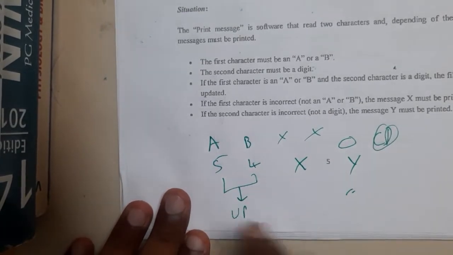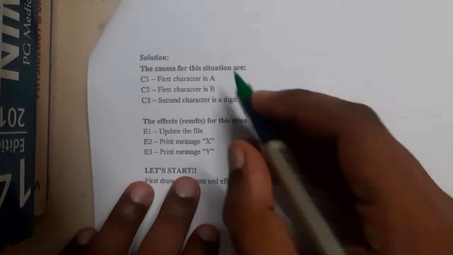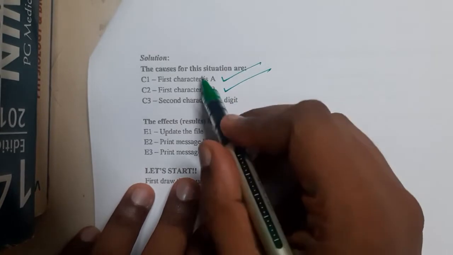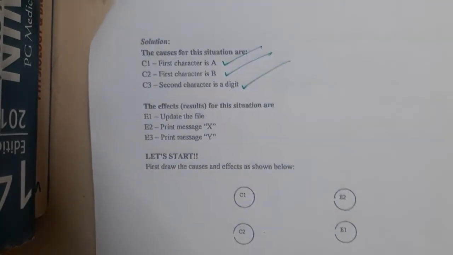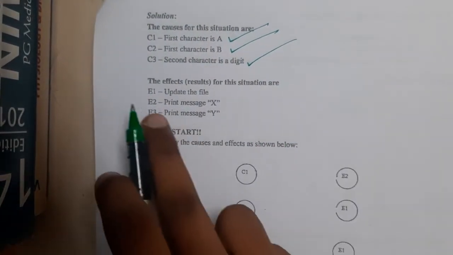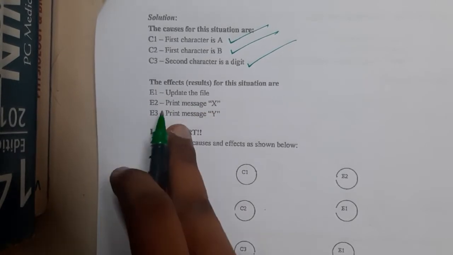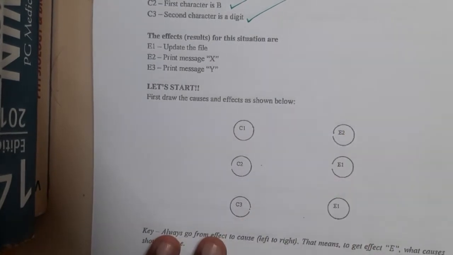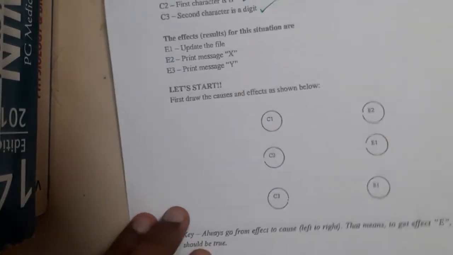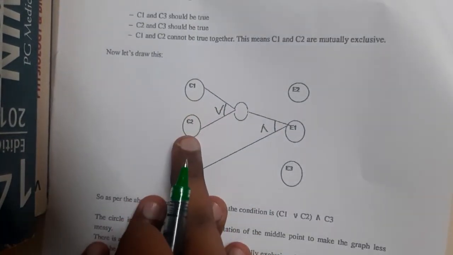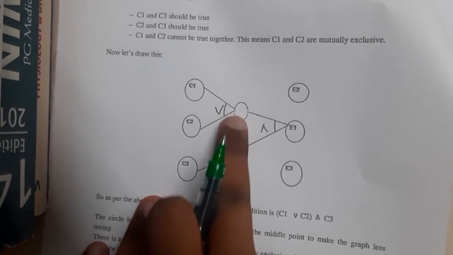Here we have multiple patterns. First, you give the patterns names. The first character being A is C1, the first character being B is C2, and the second character being a digit is C3. In combination, if they occur, we perform a particular task. E1 is update the file, E2 is print X, E3 is print Y. These are the effects and these are the causes, C and E. Initially you draw the circles, and based on your inputs you write. If C1 and C2 occur, you perform a task, that task is E1.